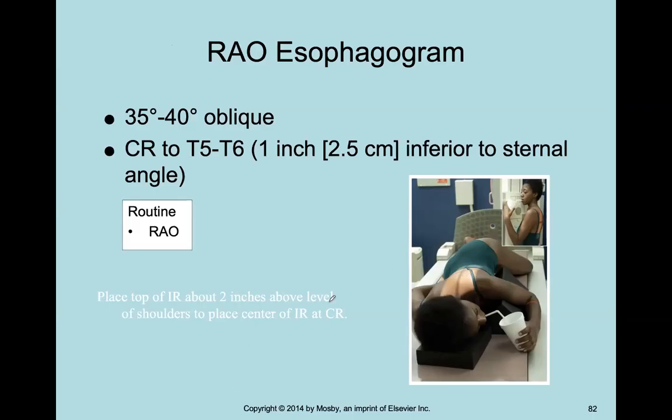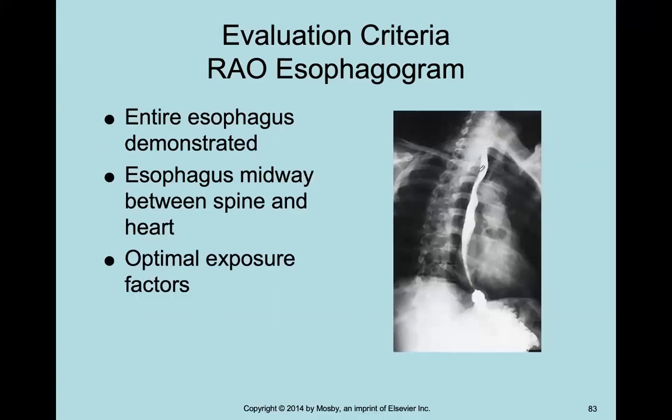Place the top of the IR about 2 inches above the level of the shoulders, and place the center of the IR at the CR. So just like a T-spine, okay? And this is what it looks like. On the RAO, the esophagus will be located midway between the spine and the heart. That's what you want to see.